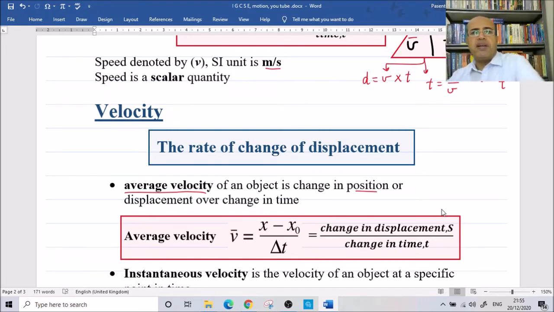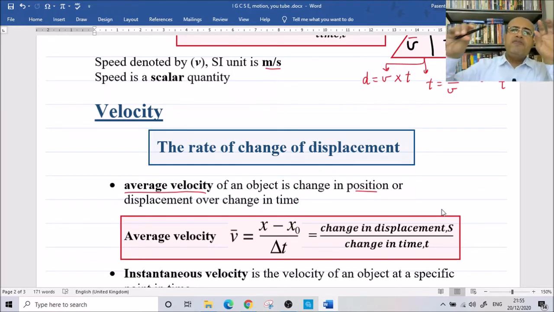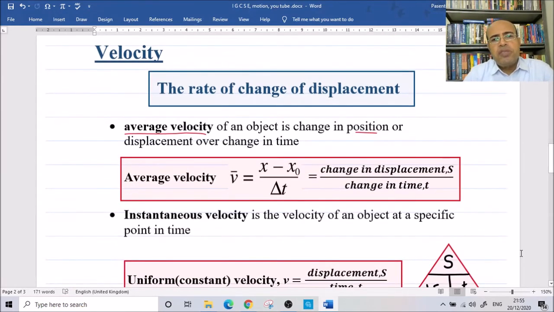So we have here average velocity and instantaneous velocity, if the velocity is not the same through the whole journey. Average velocity is the change in position over the change in time. Instantaneous velocity is the velocity of an object at a specific point in time.